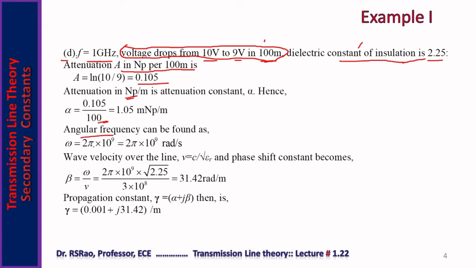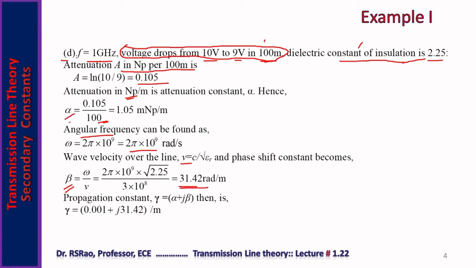Angular frequency is 2 pi f. f is available, so omega is known. Wave velocity V is c by root epsilon r. c is known, 3 into 10 power 8. Epsilon r is known. The phase shift constant is omega by V. It can be computed as 31.42 radians per meter.